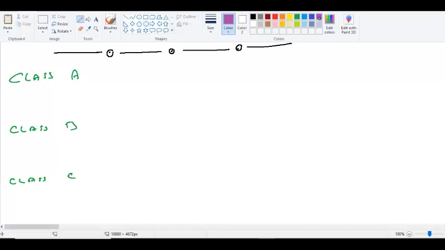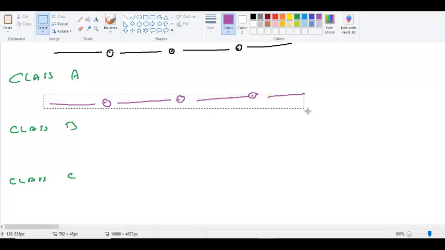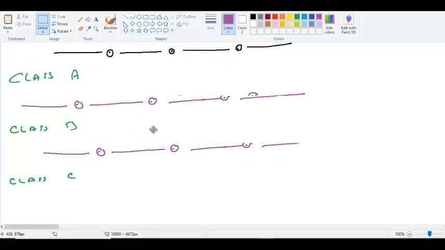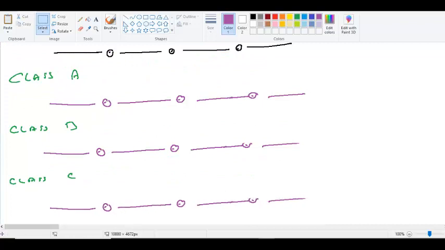In class A, the first octet out of 4 octets, the first octet alone is networking. One octet is 8-bit. In class A, only the first 8-bit is network. In class B, first and second octet is network. In class C, the first, second, and third octet is network.